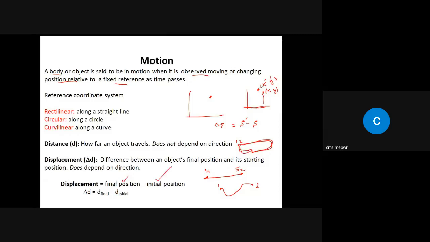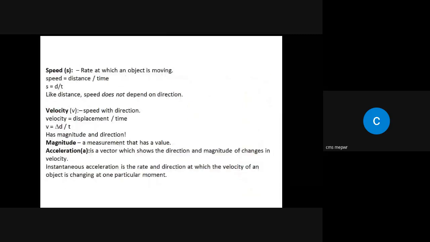Okay, speed is basically the rate at which an object is moving, and mathematically we can write that it is the distance covered in a certain time, or distance by time. Since distance is a scalar quantity, speed is also a scalar quantity, meaning it does not depend on direction.